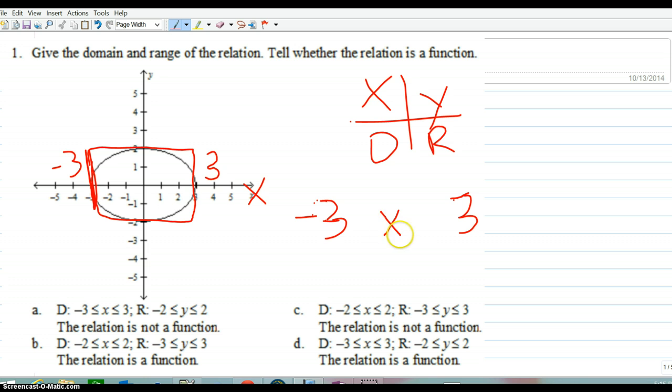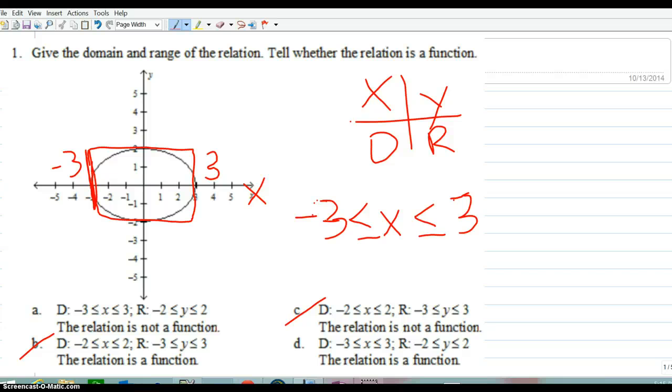I'm going to write an X in the middle, and then I'm going to write less than or equal to. Am I using the -3? Yes, because I don't have a hole there. And am I using the 3? Yes, I don't have a hole there. So this is my domain. Right away, I can already see that I can eliminate answer choices B and C, because the domain is wrong there. The range, pretty much the same process.